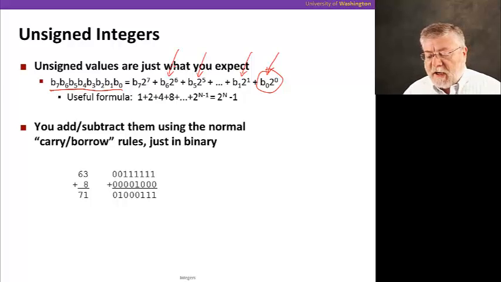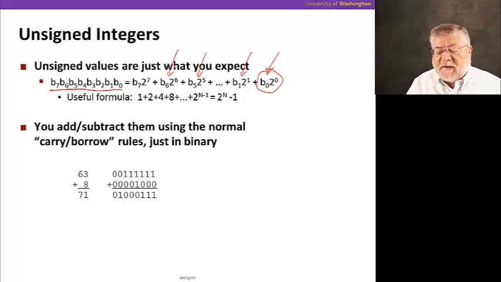A useful formula to remember is that if we have an n-bit quantity, then the largest number we can represent is 2 to the n minus 1. In the case of 8 bits, with n equal to 8, that would be the number 255, namely 128 plus 64 plus 32 all the way down to plus 1.